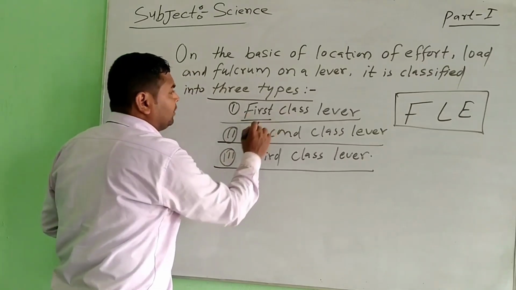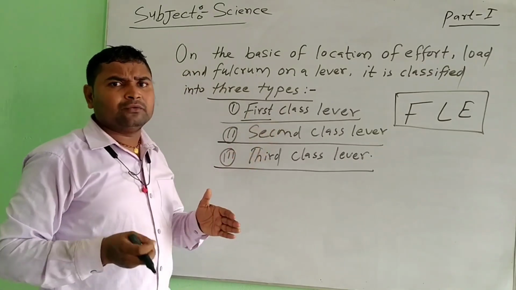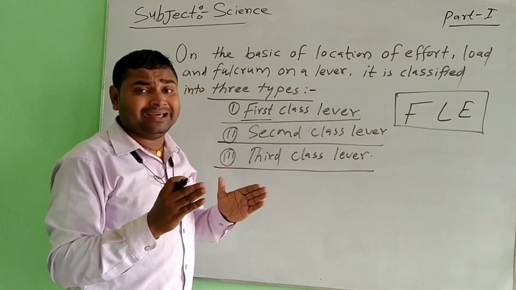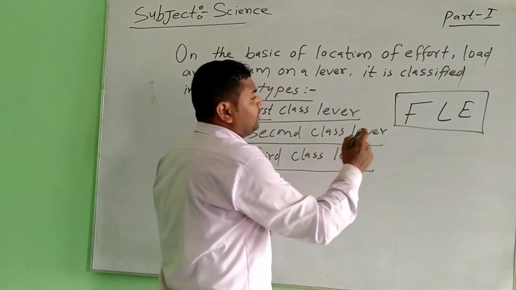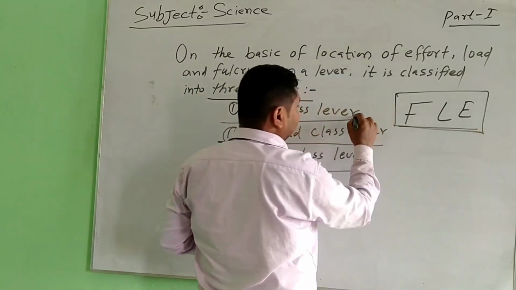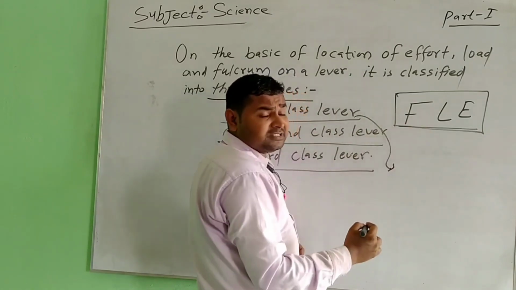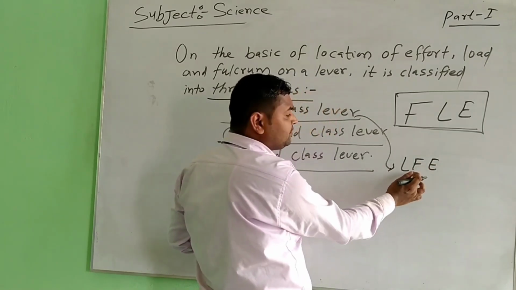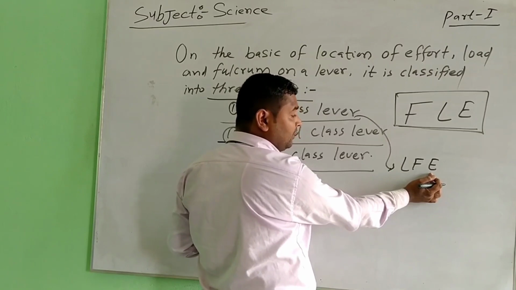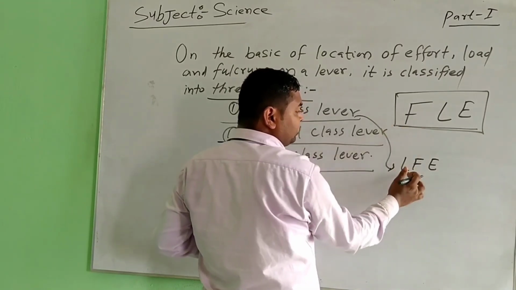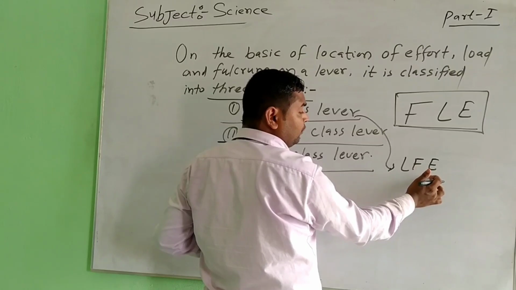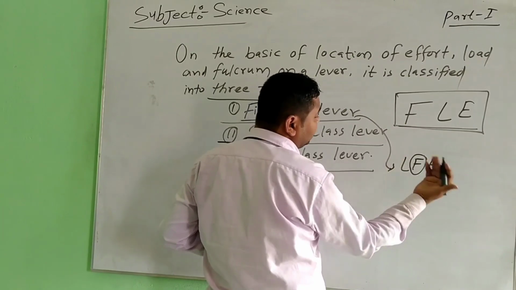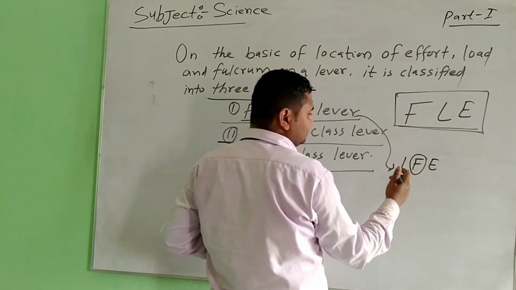The first class lever is when the fulcrum lies between the load and effort. So here we have to understand that in the first class lever there must be L, F, E. The fulcrum lies between load and effort. Are you looking here? First class lever: load, fulcrum and effort. It means the fulcrum is in the middle, and at any point there must be the load or the effort.